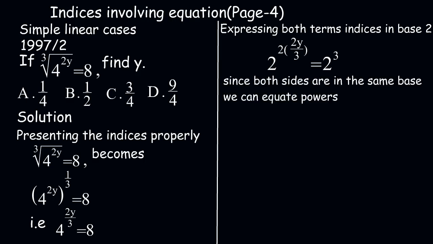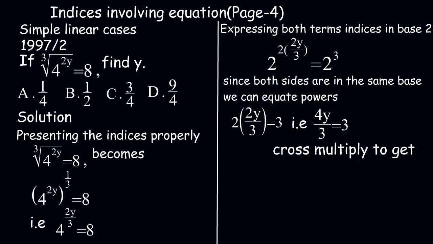Since both sides are the same base, we can equate powers. So we are left with 2 in bracket 2y over 3 will be equals to 3. That is 4y over 3 will be equals to 3. After cross multiplying, we have 4y equals to 9 and y will be equals to 9 over 4, which is D. Our next example is from UME.